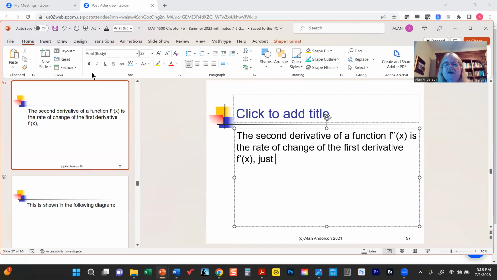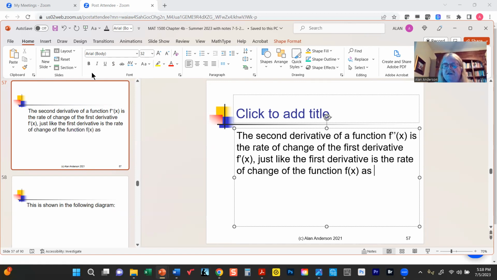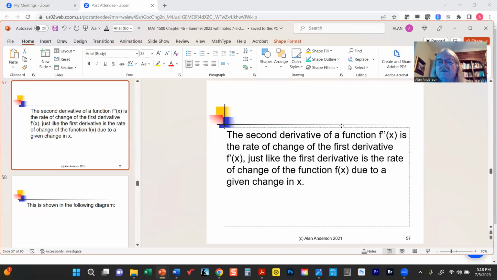Just like the first derivative is the rate of change of the function due to given changes in x, let's say. So it's understood that x is changing, and the first derivative tells us how much the function itself, f of x, is changing. The second derivative tells us how much the derivative is changing, or how much the slope of that tangent line is changing as x increases. So we're going to get a lot of useful information from the second derivative.